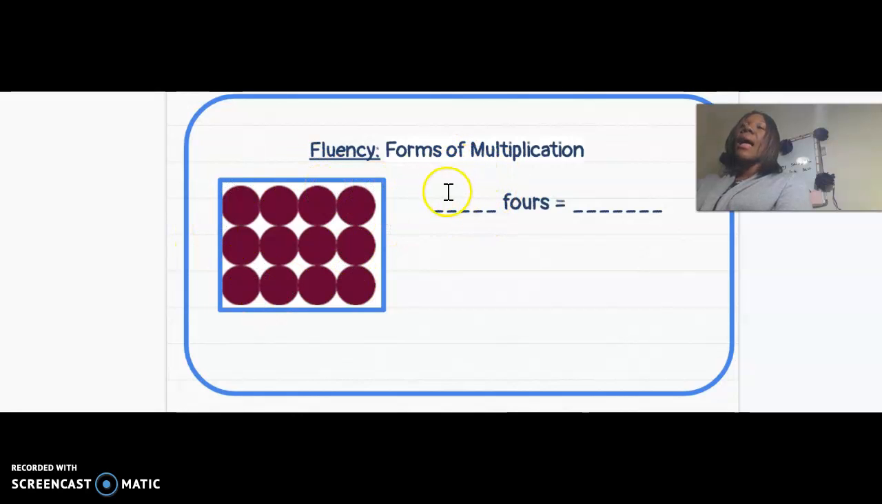Boys and girls, I need for you to write this on your boards. How many 4s are here? Right, 3 4s. And 3 4s equals what? Go ahead and write that on your board. Wonderful. 3 4s is 12.